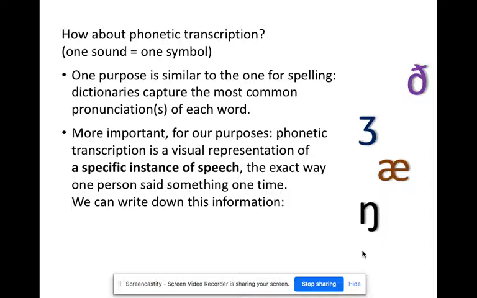Phonetic transcription is a visual representation of a specific instance of speech. So this is really about speech, not about writing. There's a particular moment in time when a person makes a noise, they're speaking, and we want to capture exactly what that sound was. This is what phonetic transcription is for. And therefore, we're able to write down information that we need for further analysis.